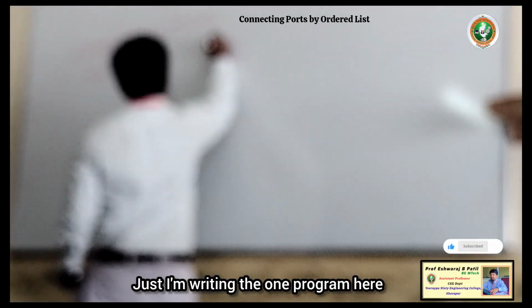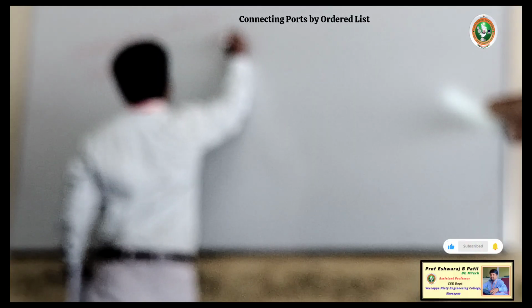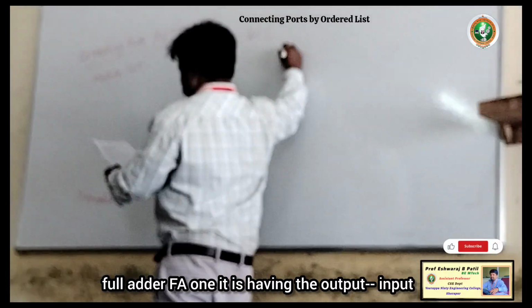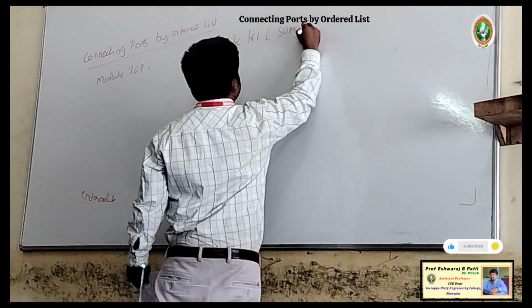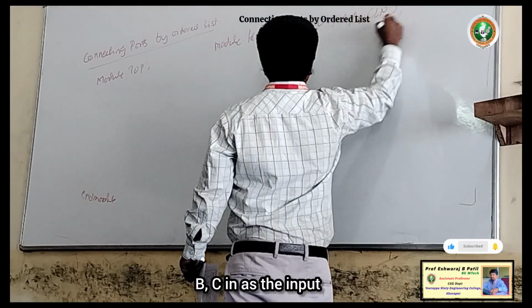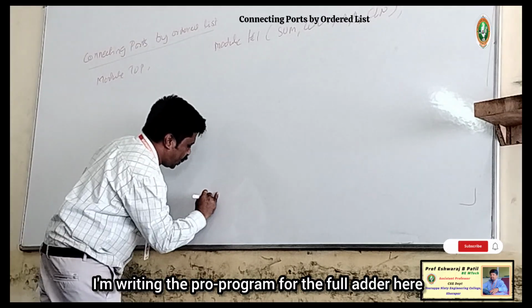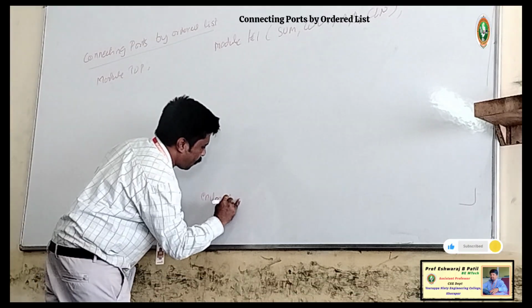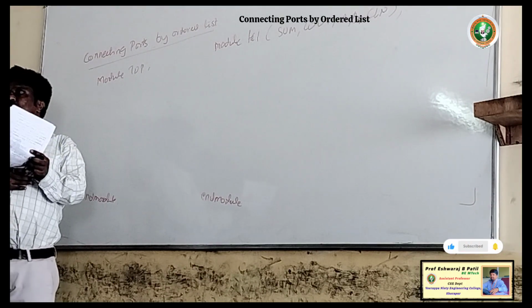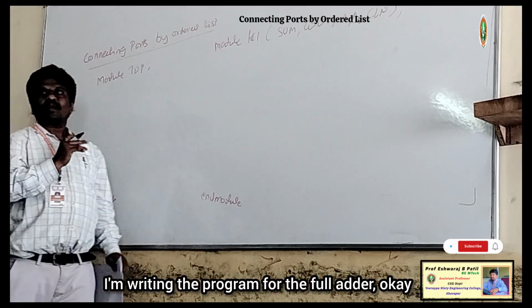I am writing one program here, the full adder model, FA1. It has the input and output ports: sum, cout as outputs and A, B, C as inputs. So I am writing the program for the full adder here.